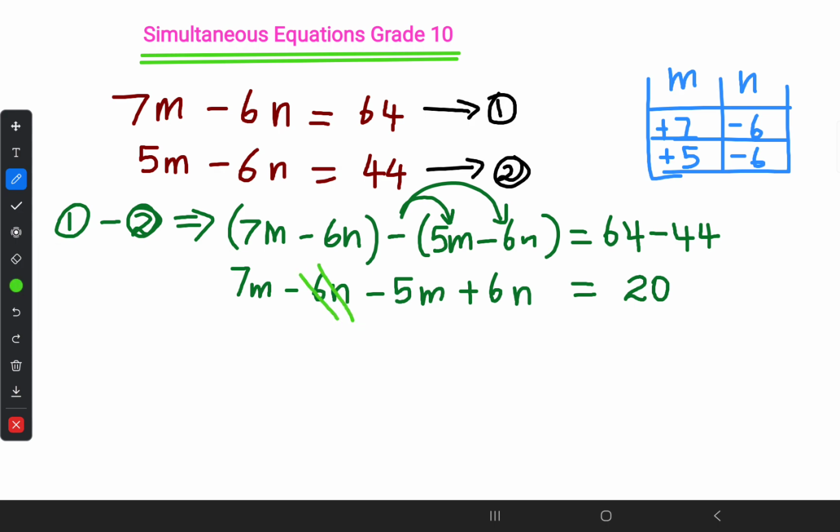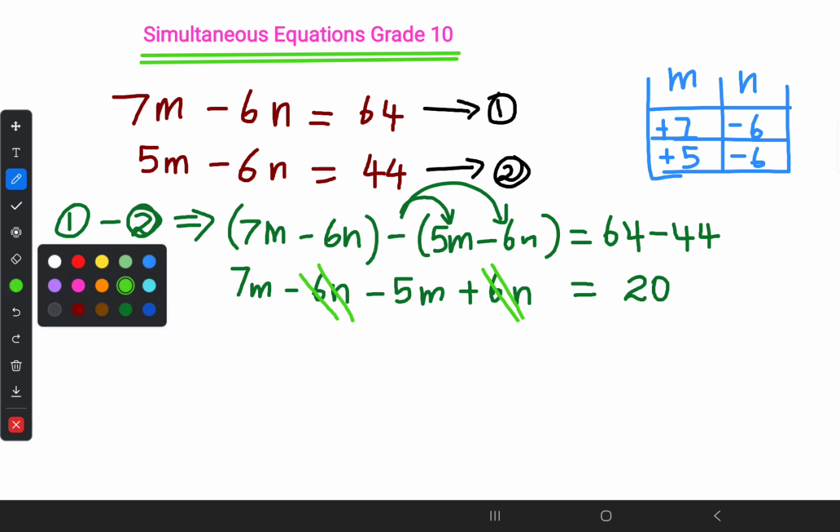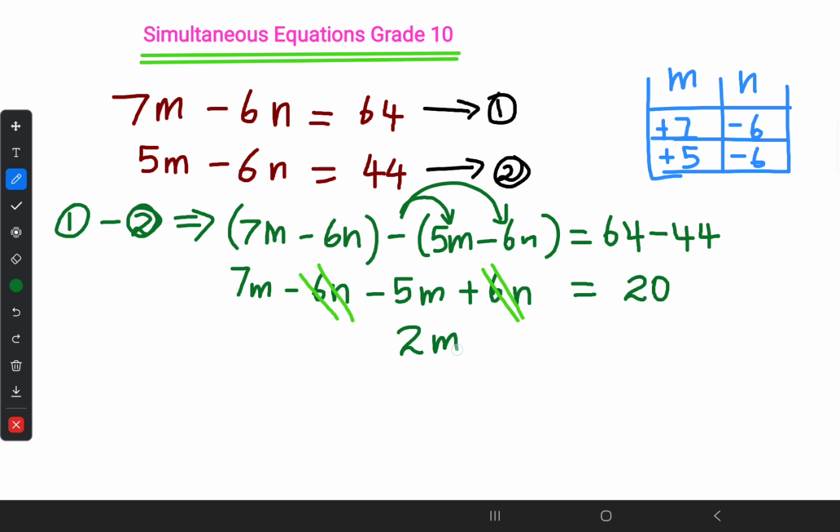Now look here. Negative 6n and positive 6n will be terminated. What is remaining after here? 7m minus 5m, it will become 2m. 2m equals 20. So m should be equal to 20 divided by 2. It is 10. Simple. The addition between these two equations is not suitable. So we did subtraction, terminated the n variable to find m.